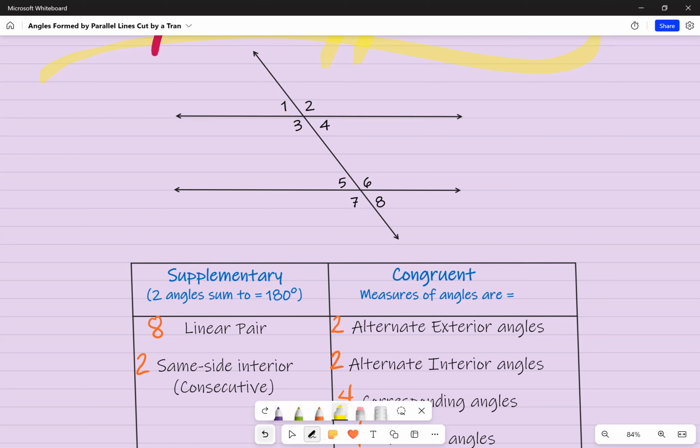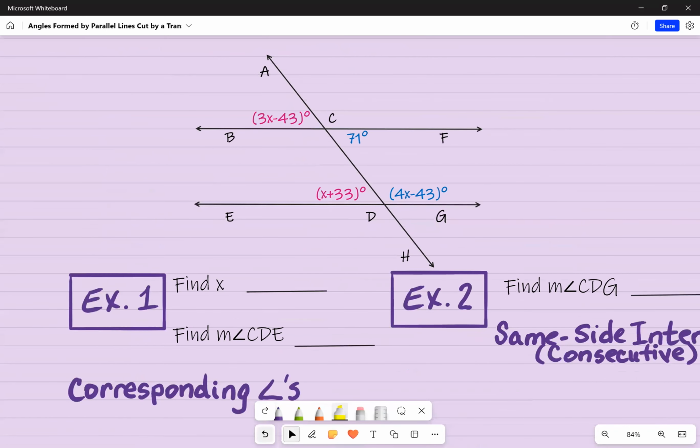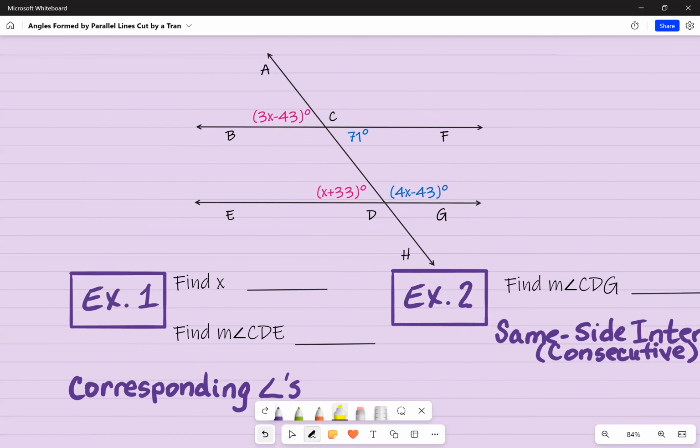All right, so now that we understand the different types of angles that are created when we have two parallel lines cut by a transversal, we can move on to try to figure out how to find the measure. Or in this case, we're going to find x first and then the measure. So for example 1, we're asked to find x, but we're looking specifically at the measure of angle CDE. So let's look at that following the directions, angle CDE.